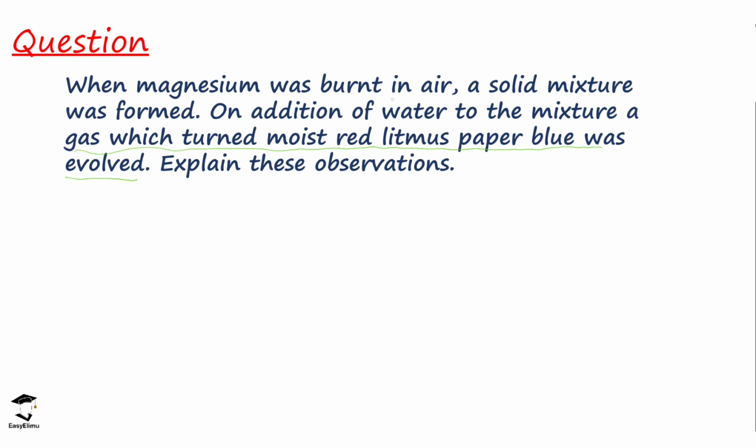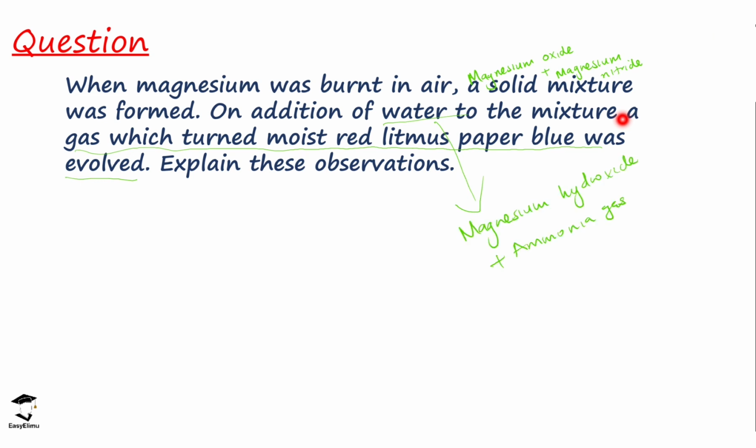We'll start with the first part of the statement. When magnesium was burnt in air, a solid mixture was formed. We are going to identify the solid mixture, which was magnesium oxide and magnesium nitride, because magnesium burns with both oxygen and nitrogen. Next, we look at the addition of the mixture to water. When magnesium oxide and magnesium nitride are dissolved in water, we form two products: a base and a gas. We will form magnesium hydroxide and ammonia gas.